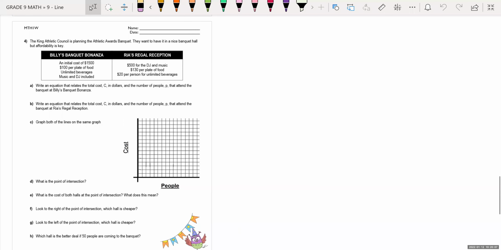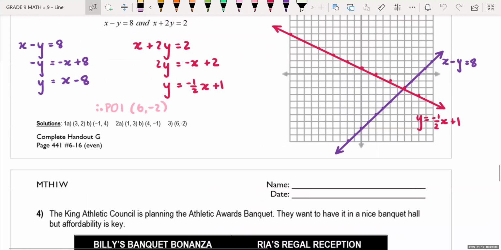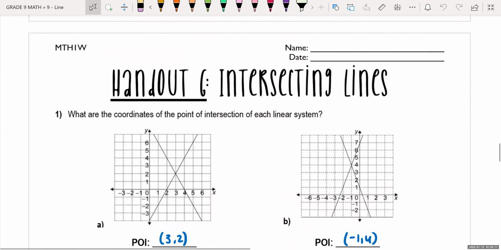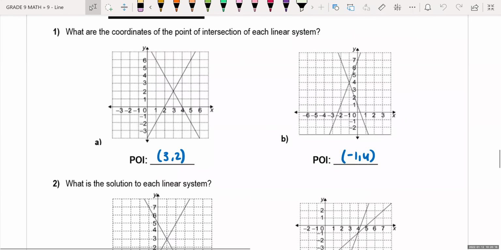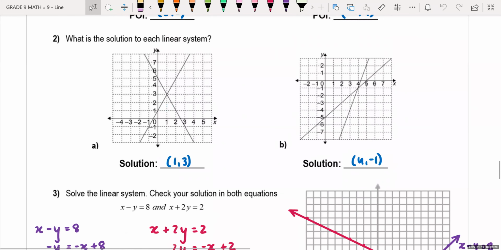All right, so we've been working on handout G. You may not be finished, but that's okay. We can do the parts that you haven't finished together. I already wrote the answers to question 1 and 2. It's just the point of intersection.